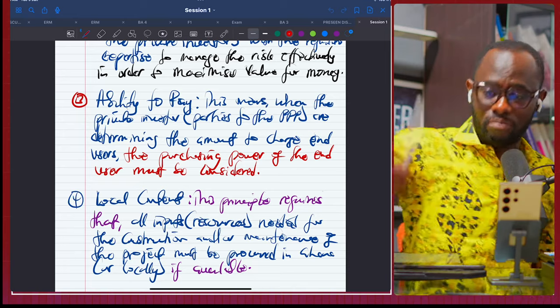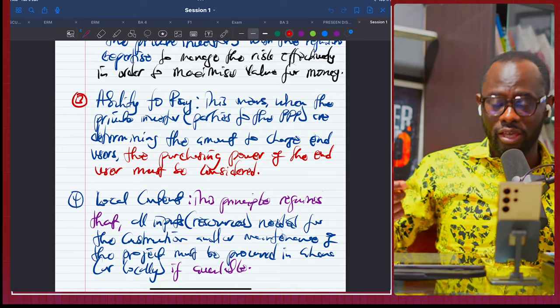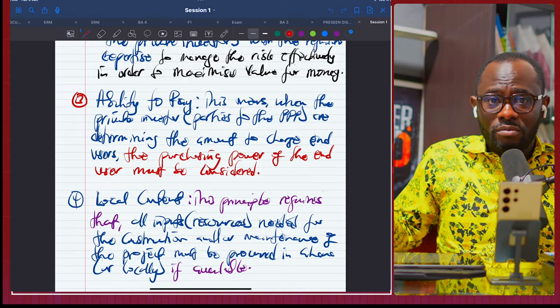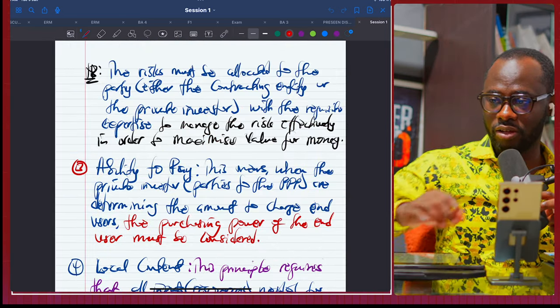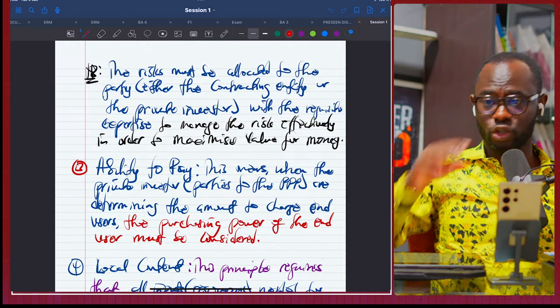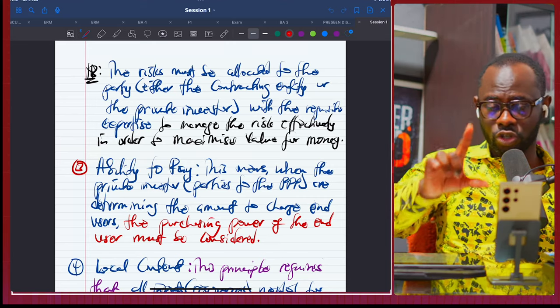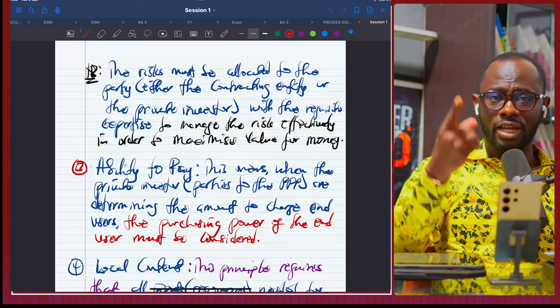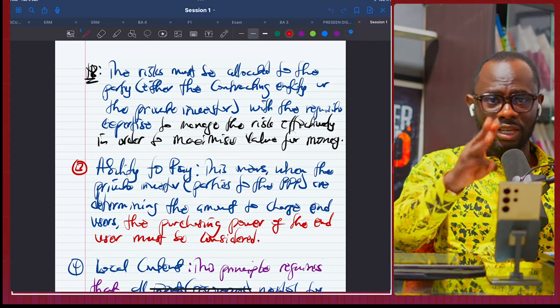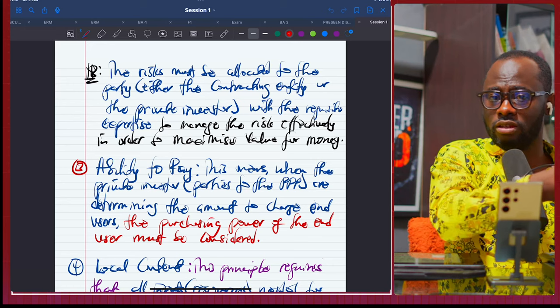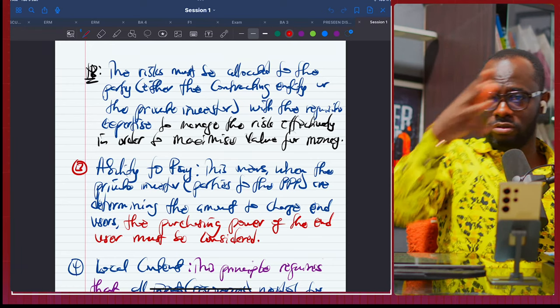But we have to look at the ability of the people to be able to pay. You have to determine the ability to pay. Local content, and then transfer of knowledge and skills. So these are some of the issues that we can talk about in terms of the principles. So know the principles, and I've shown you a trick that value for money, transparency, accountability, those same principles are also in public procurement, right?